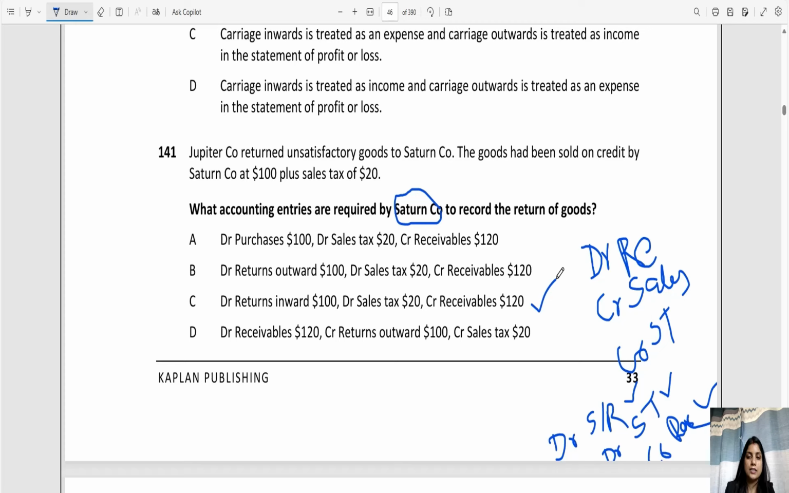And regarding D, they are increasing 120. Basically, 120 is the initial transaction which happened at the time of the sale. Now the customer is returning the goods, so the receivable balance should be reduced. And how will we do that? By crediting the receivable balance. So that's why it's incorrect.